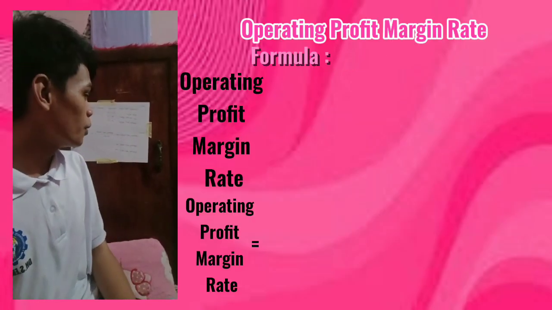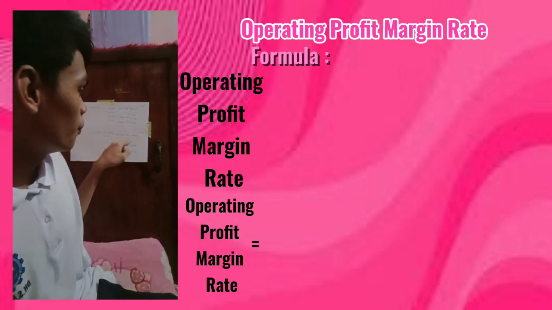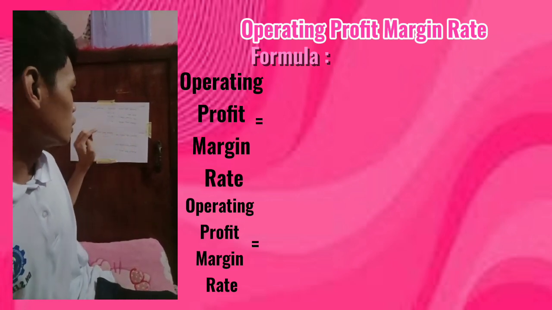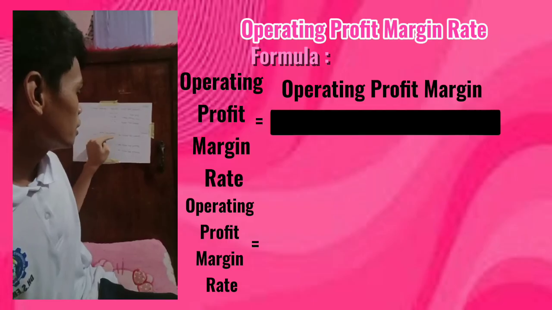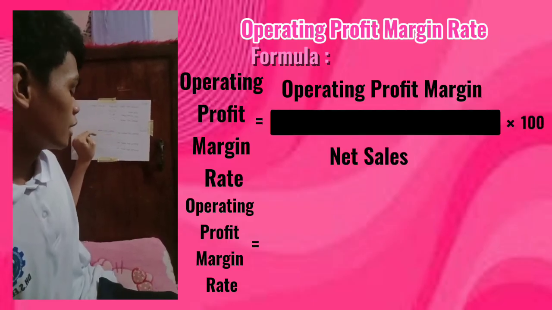And the second formula is: operating profit margin rate equals operating profit margin divided by net sales times 100.